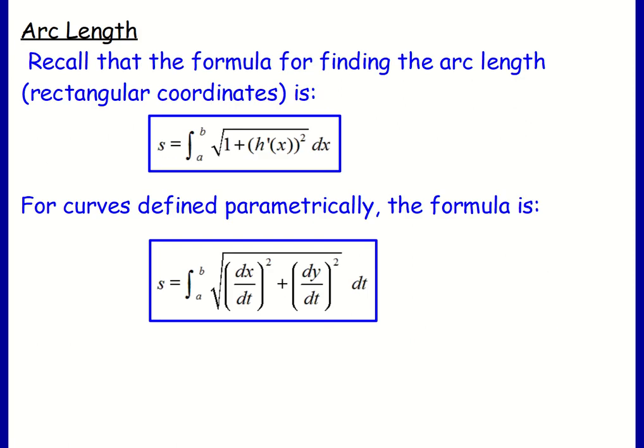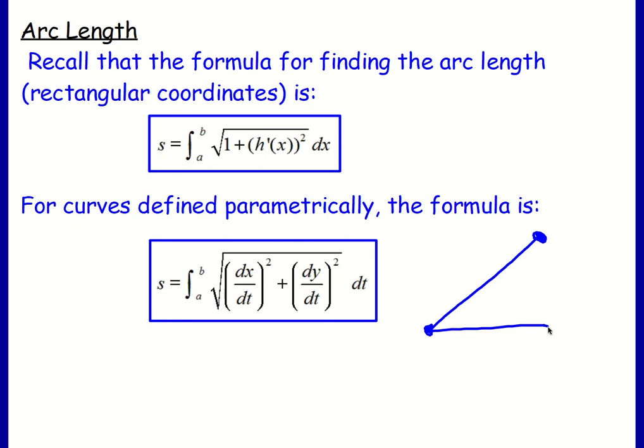Last but not least, we have the arc length formula. The formula for arc length, which Sharif taught you, is that the arc length is the integral from a to b of the square root of 1 plus h prime of x quantity squared dx. The rationale was based on the Pythagorean theorem. This is going to be the same if I want to find the length from here to here.